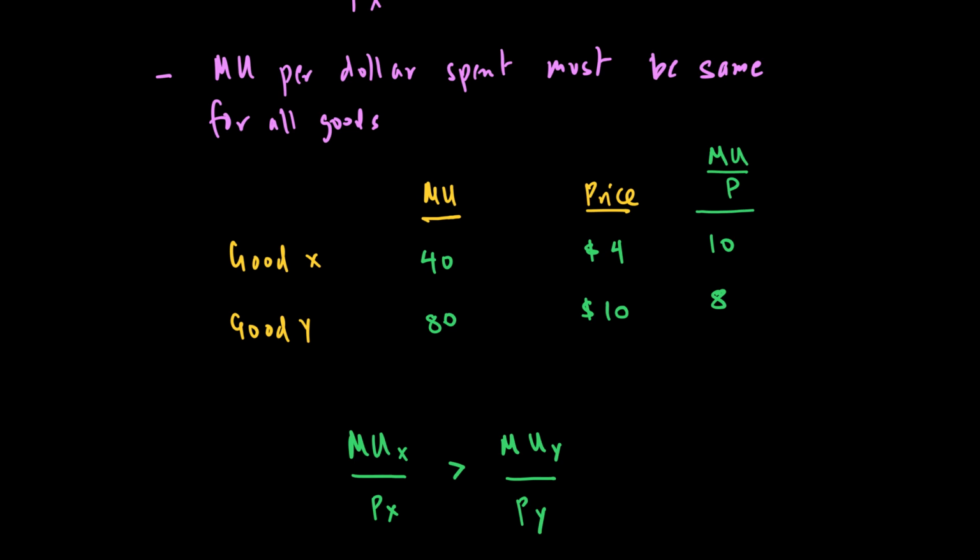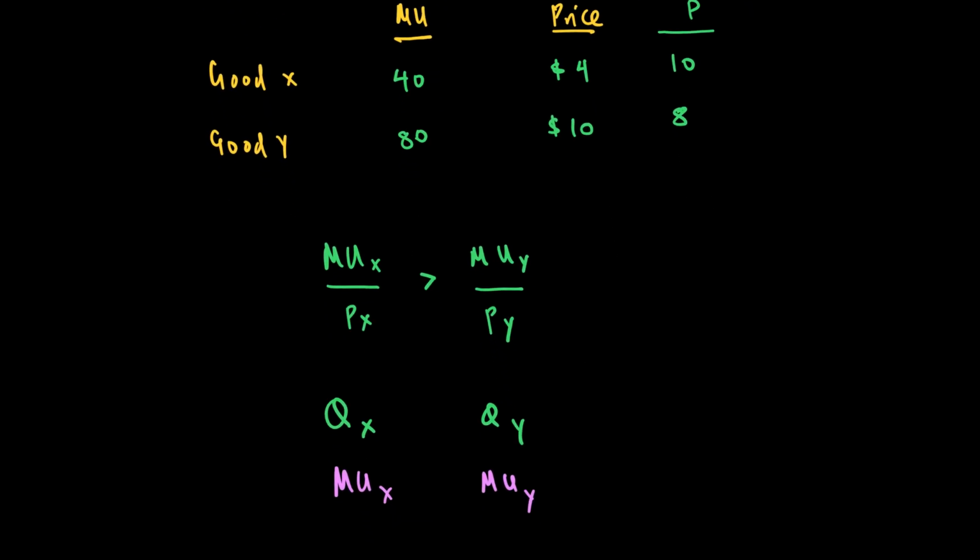Now, as a consumer, if the marginal utility per dollar spent is greater for one good than for another, what should I do? I should try to make this ratio equal. Why? Because the Equi marginal principle says that as long as your marginal utility per dollar spent is the same, you don't need to substitute. But in this case, you need to substitute, because good X gives you more marginal utility per dollar spent than good Y. So we should buy more of X and less of Y.